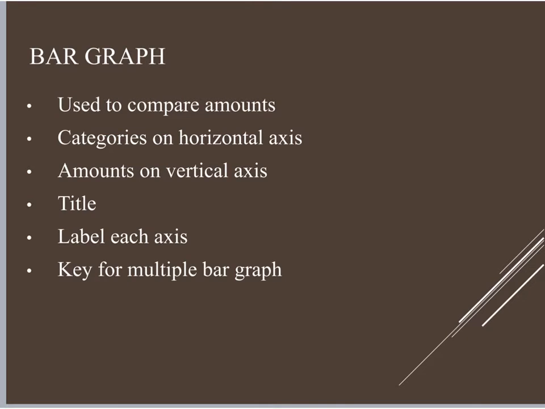We have bar graphs, which help us compare amounts. Typically we have categories on the x-axis, and you can put them on the y-axis too, but I think a lot of times they just occur on the x-axis or horizontal axis. We're going to put our numerical amounts on the vertical axis. You'll see there should be a title. Usually we should have a label for each axis and a key if you have multiple bar graphs.